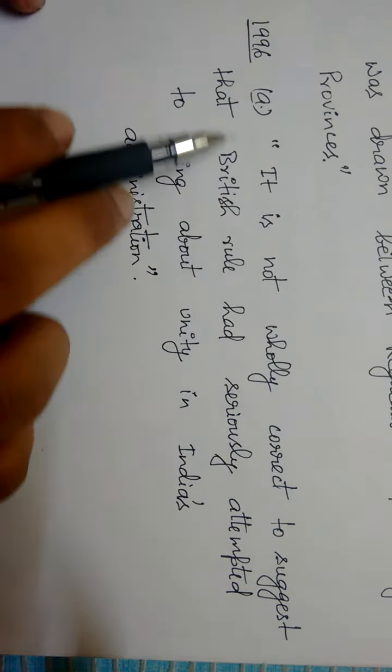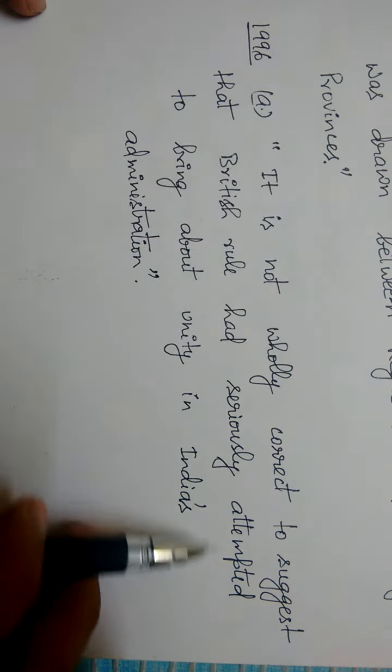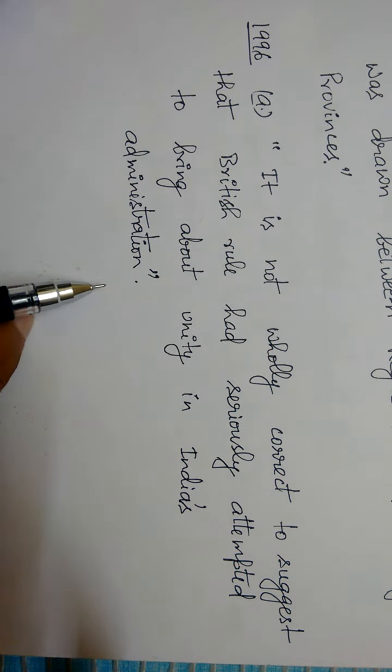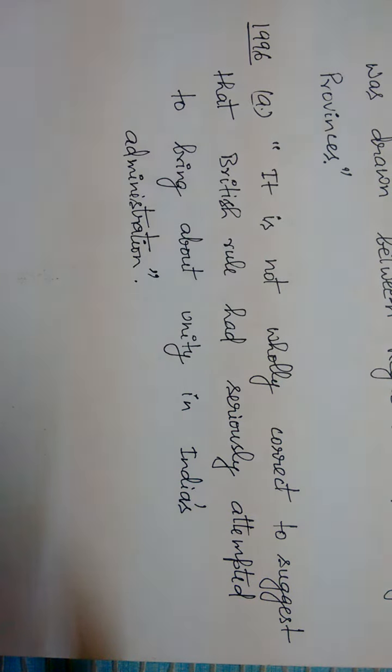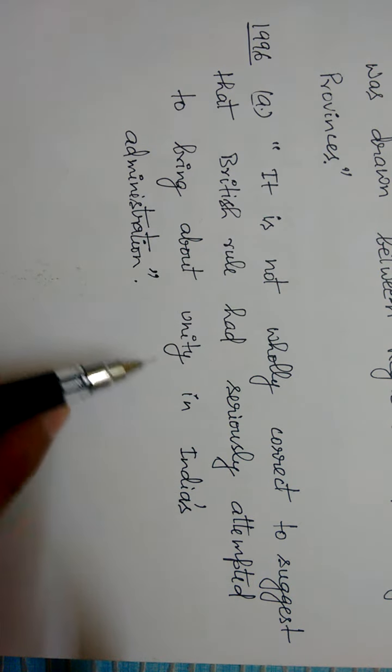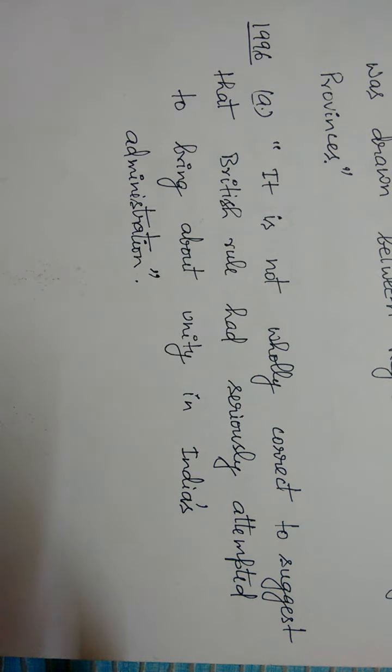Then in 1996 this question came that it is not wholly correct to suggest that British rule had seriously attempted to bring about unity in India's administration. So again you have to tell what the different administrative systems were in different parts of the country. For example, in our southern states we have the Ryotwari system, then in Bengal we have the Zamindari system, then in Uttar Pradesh and Uttarakhand we have the Mahalwari system. These are the three types of revenue collection systems which were different in different parts of India. Similarly, you can tell what the differences between different provinces are. So you can see that a lot of questions have come from this particular topic.